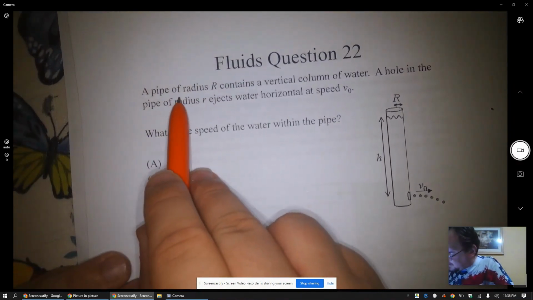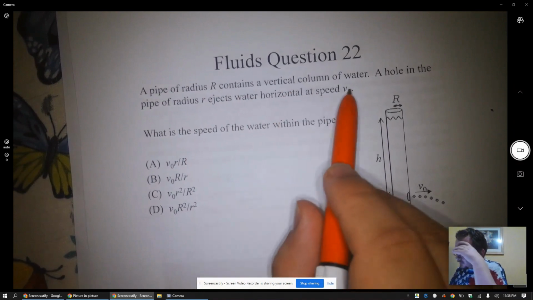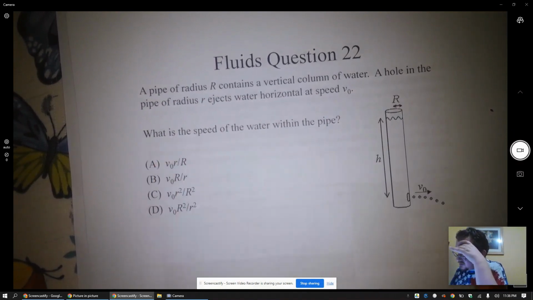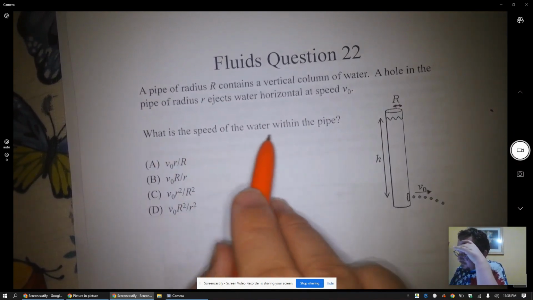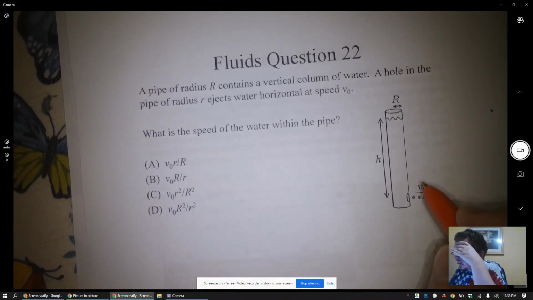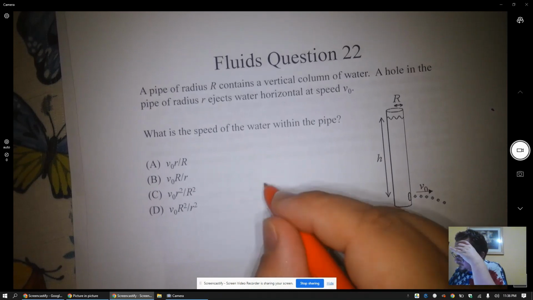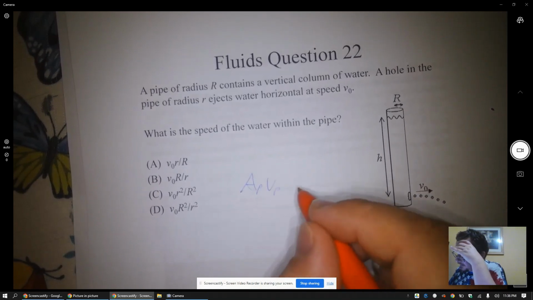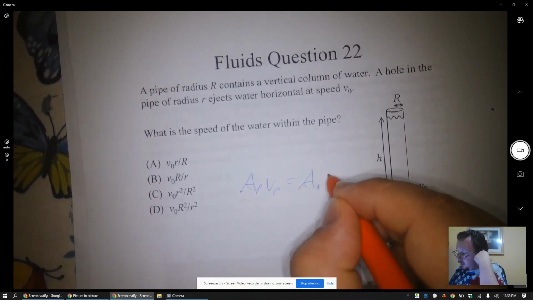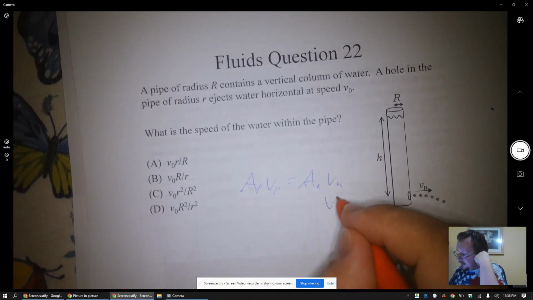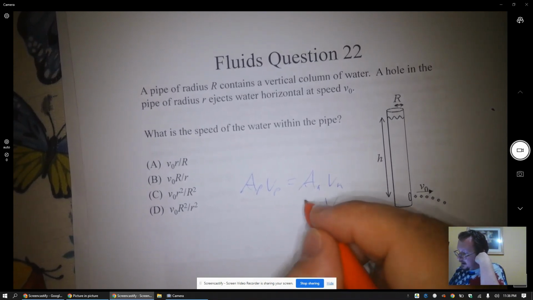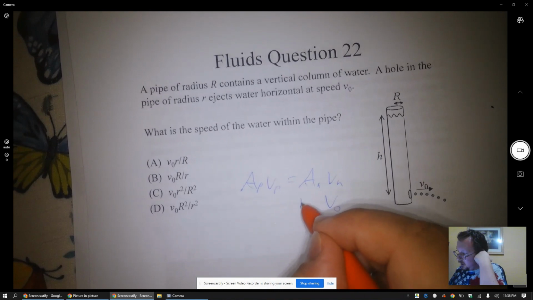Okay, if a pipe of radius R connects to a vertical column of water, a hole shoots water out. What is the speed of the water within the pipe? Okay, so the hole's radius is r. So I'm going to do the area of the pipe times the velocity of the pipe equals the area of the hole times the velocity of the hole. Okay, the velocity of the hole is called v naught, and the radius of the hole is r, so it's going to be r squared.